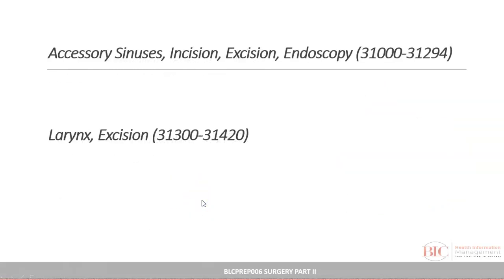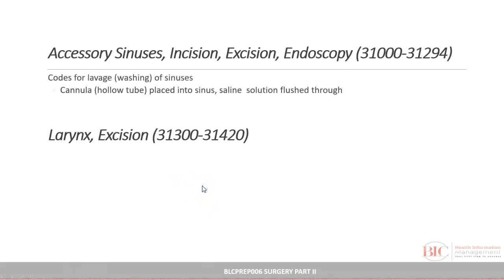Your accessory sinuses, your incisions, excisions, and endoscopies, your range of codes are going to be 31000 to 31294. Here you will find codes for lavage, which is washing of the sinuses. This is where a cannula is placed into the sinus and saline fluid is flushed through. If they do both sides, you want to append modifier 50.